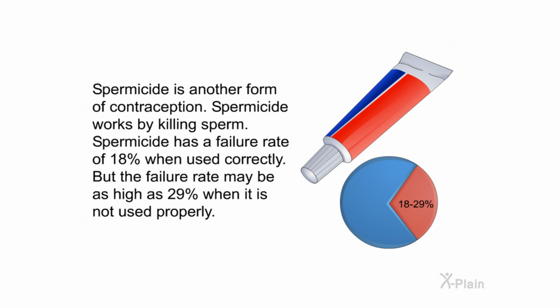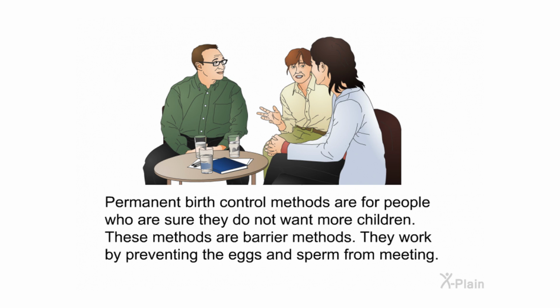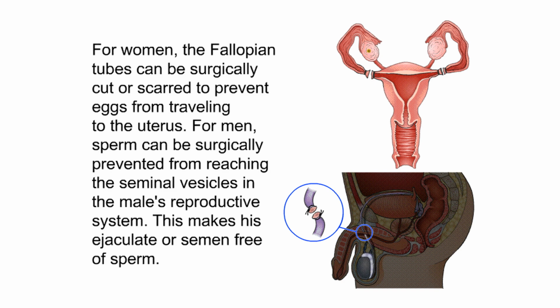Spermicide is another form of contraception. Spermicide works by killing sperm. Spermicide has a failure rate of 18% when used correctly, but the failure rate may be as high as 29% when it is not used properly. Permanent birth control methods are for people who are sure they do not want more children. These methods are barrier methods. They work by preventing the eggs and sperm from meeting. For women, the fallopian tubes can be surgically cut or scarred to prevent eggs from traveling to the uterus. For men, sperm can be surgically prevented from reaching the seminal vesicles in the male's reproductive system. This makes his ejaculate or semen free of sperm.